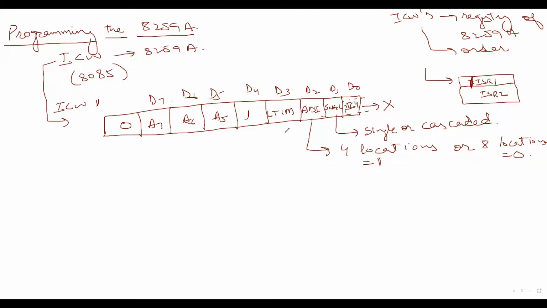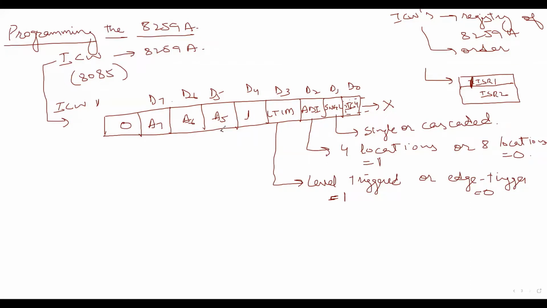This determines whether it is level triggered or edge triggered. If it is 1, that means the interrupt is level triggered. If it is 0, the interrupt is edge triggered. This bit is always 1. It has no significance here.